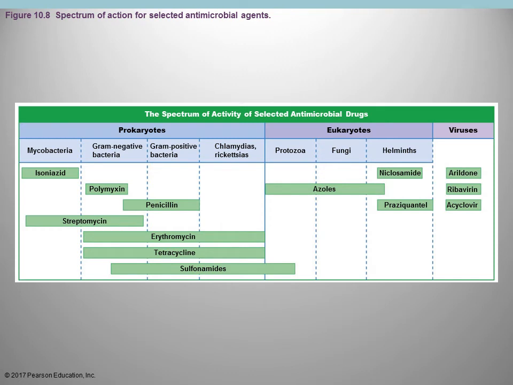This is showing you some of the different antibiotics, some of the more popular ones, and what they are effective against in terms of prokaryotes versus eukaryotes. And notice that there are more that are effective against the prokaryotes than the eukaryotes and viruses.